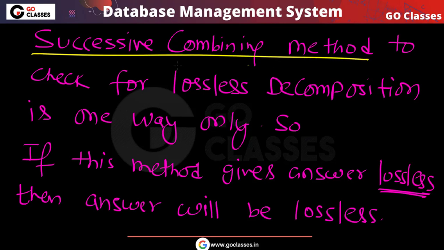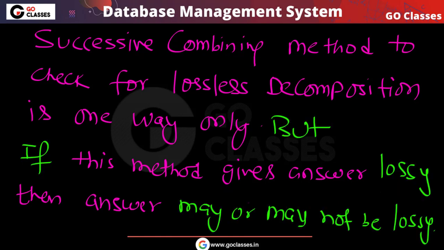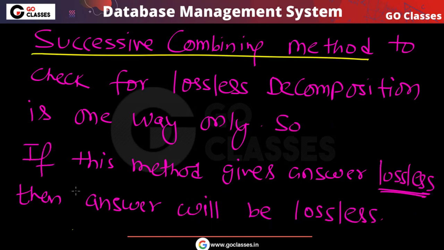First of all, this is one way. If this gives you the answer lossy, then you cannot be sure whether your answer is lossy or lossless. Also, you can notice this will take a lot of time when you have four or more sub relations. If you have four, five, six sub relations, this successive combining method will take a lot of time because you don't know which two to combine.